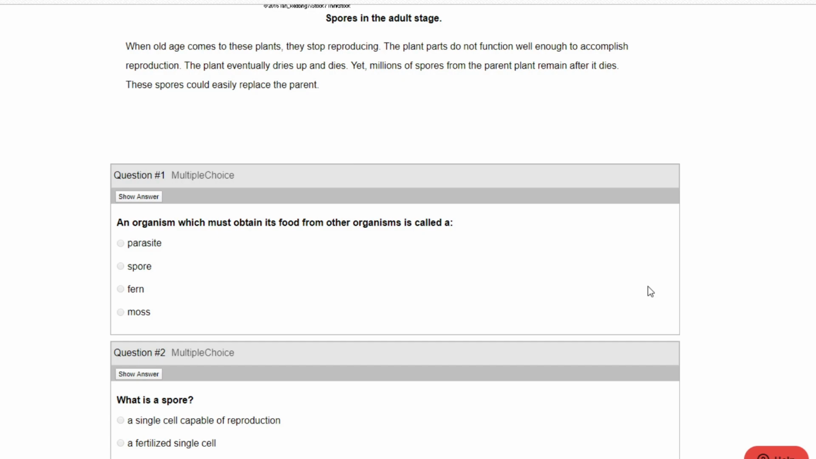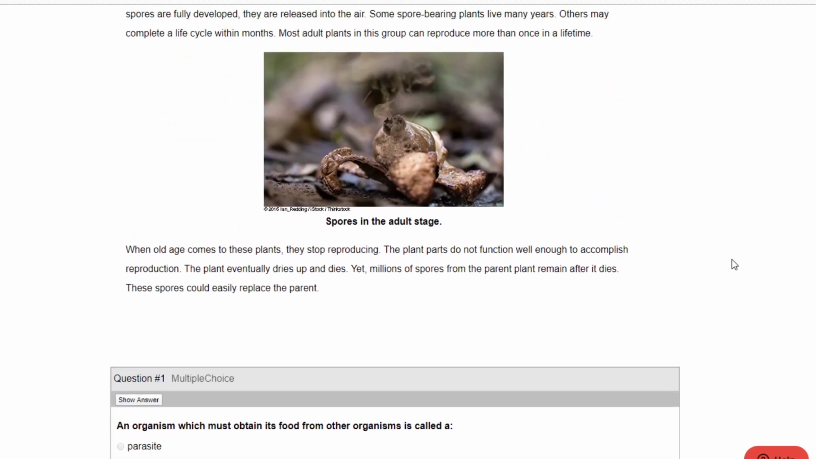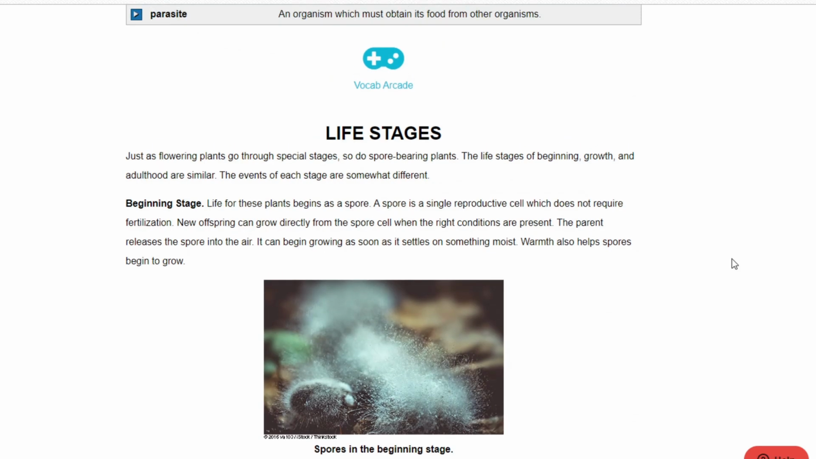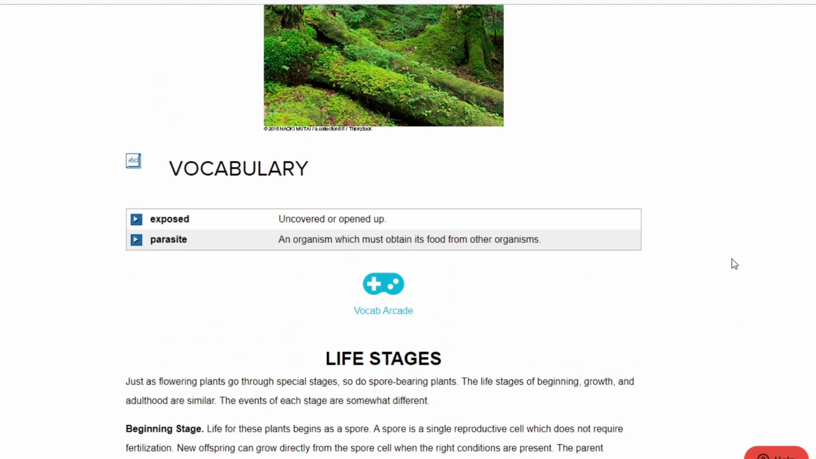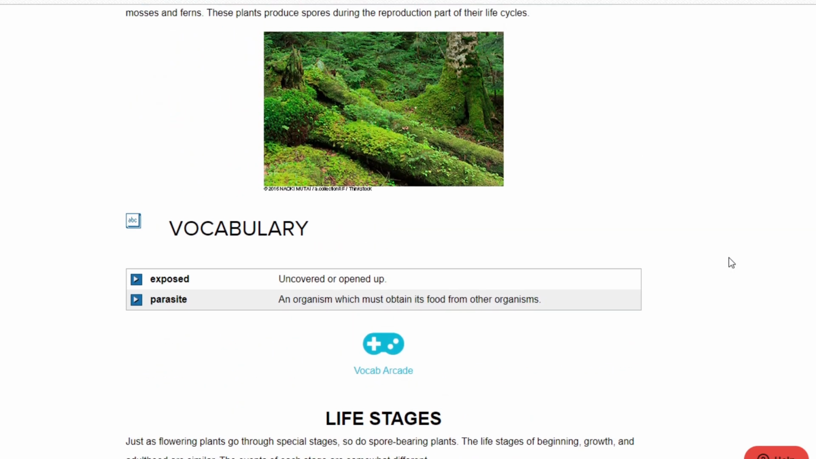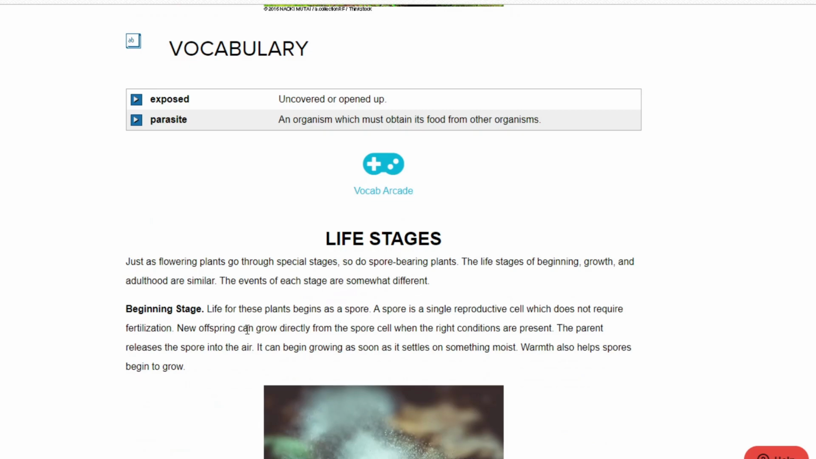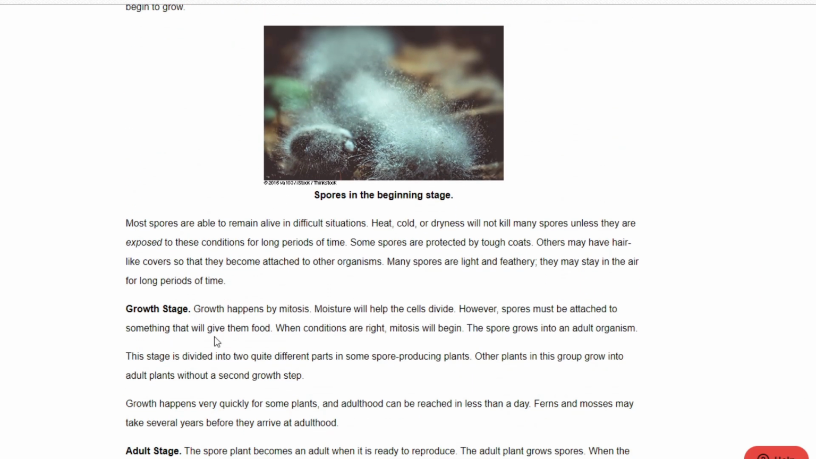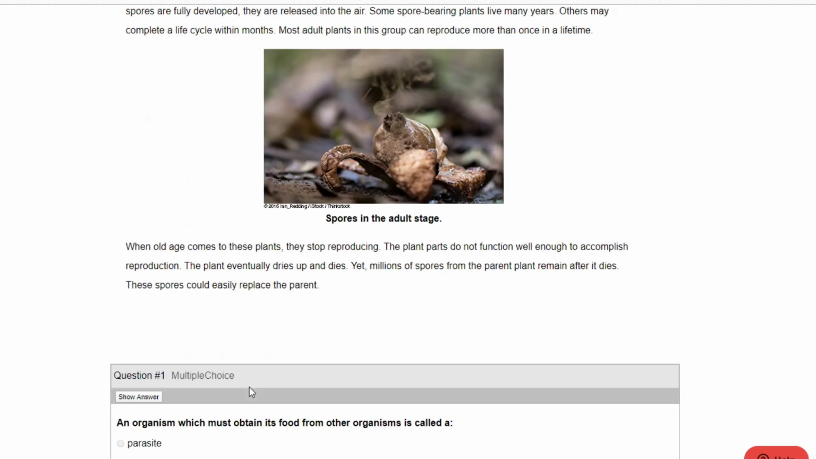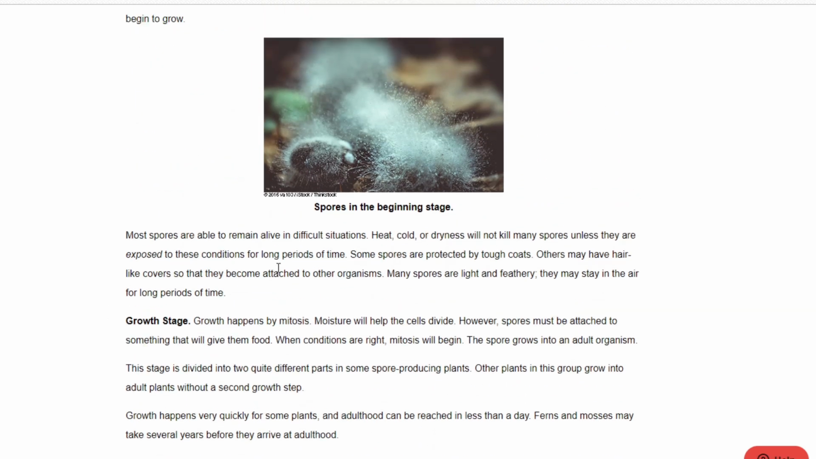Now, I'm thinking it's parasite. However, I'm not going to answer this just yet because this is open book. So I'm going to go ahead and scroll up and look for parasite and see if I'm right. So now here parasite is a vocabulary word, so it was easy to find. But otherwise, I would have started scanning through here and looking at these before answering the question. And that's what you really need to do.